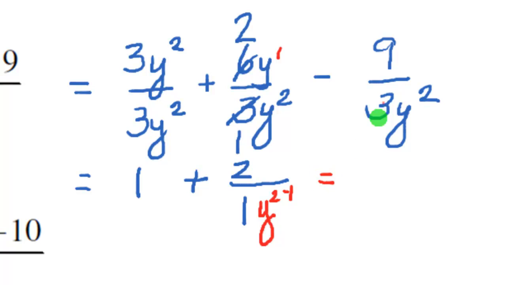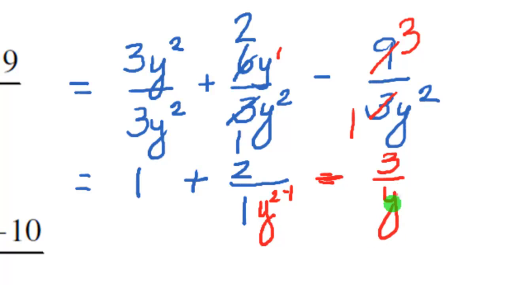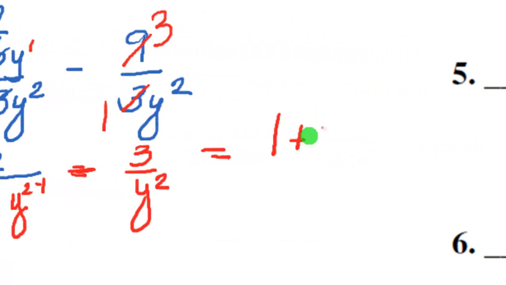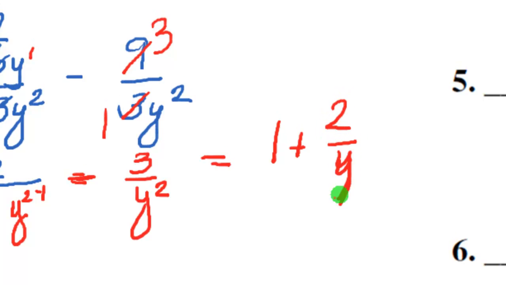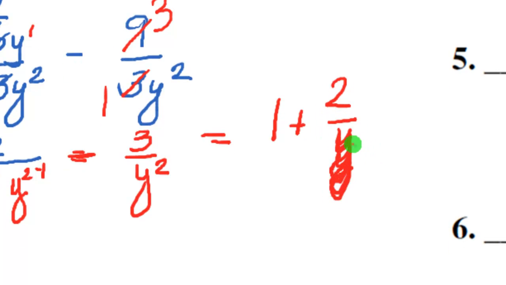And then here in the third fraction, we know that 3 goes into itself once and into 9 3 times. There's no y up here, so our y squared is going to stay here. So this is minus 3 over y squared. So our final answer is 1 plus 2 over y minus 3 over y squared.